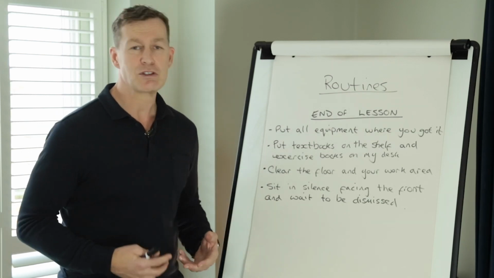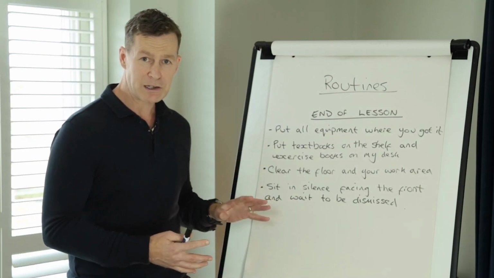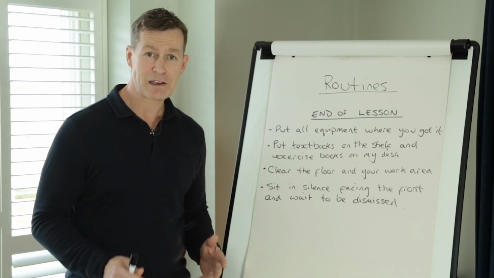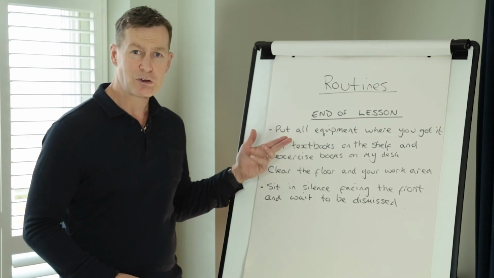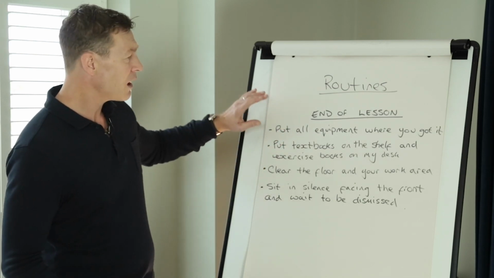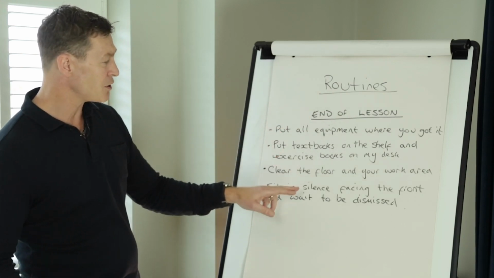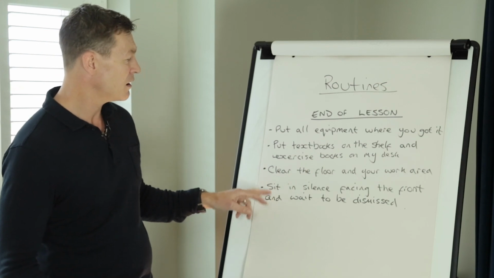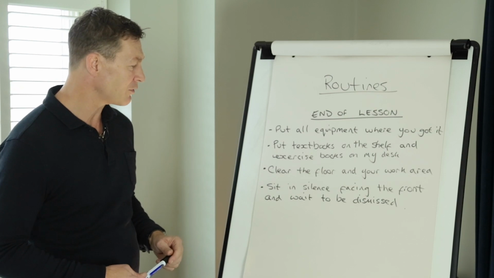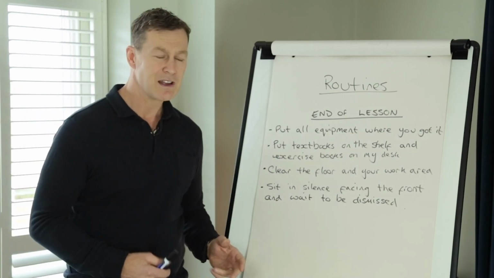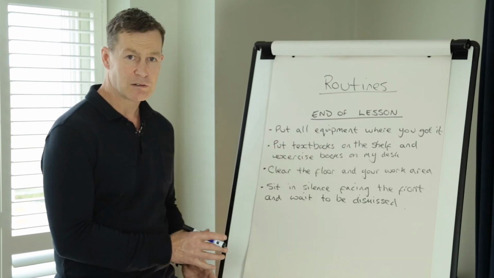And I'm constantly having to shout out all these instructions. With a routine in place, my students know exactly what they have to do at the end of the lesson. So in this case, 5 minutes before the end of the lesson, I'll direct my students to put all their equipment where they got it, to put their textbooks on the shelf and their exercise books on my desk, to clear the floor and their work area, and then to sit in silence facing the front and wait to be dismissed. Now that's great. I've got a routine that they can all follow at the end of the lesson.